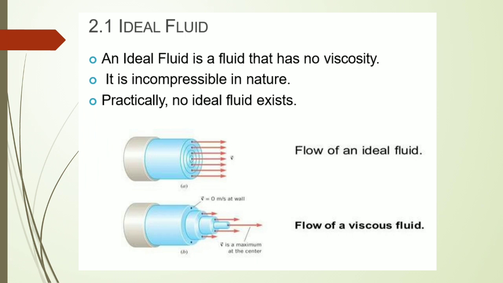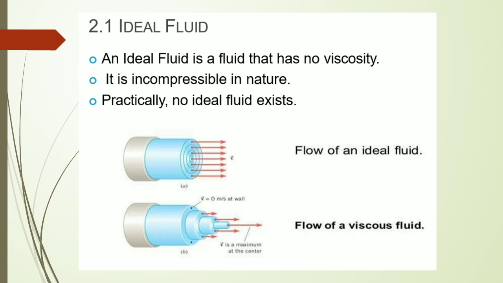Compared to the ideal fluid, we are comparing other fluids. Just as we compare the Carnot cycle to other cycles, we are going to compare the ideal fluid to other fluids. So an ideal fluid is one in which there is exactly no viscosity. It is incompressible. But practically, as with the Carnot cycle, no such ideal fluid exists. I think the concept is clear. That is what an ideal fluid is.